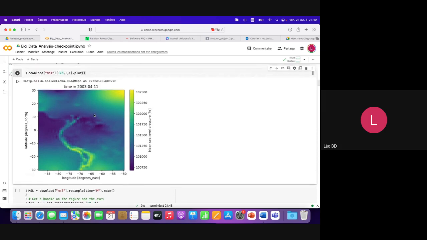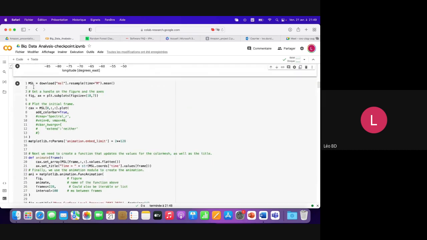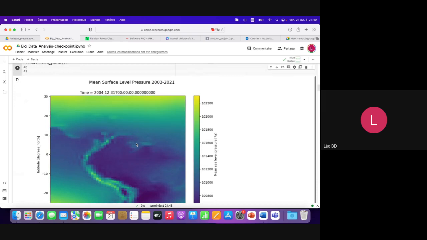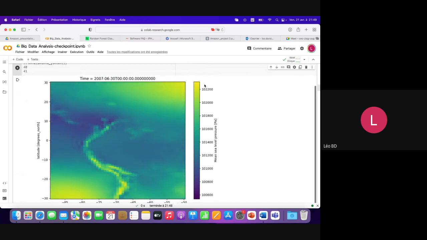With these data sets, instead of having a point by point, day by day presentation, I chose to do a little animation to show you. If you run this code, you will end up with an animation that shows you for each month the state of the mean sea level pressure from 2003 to 2021. You can do this for precipitation, for temperature, and see how it evolves. We can see pretty clearly Colombia, Ecuador, Peru, Brazil, and how it evolves. And for sure, we could see by season higher pressures in certain areas, and in other seasons lower pressure.